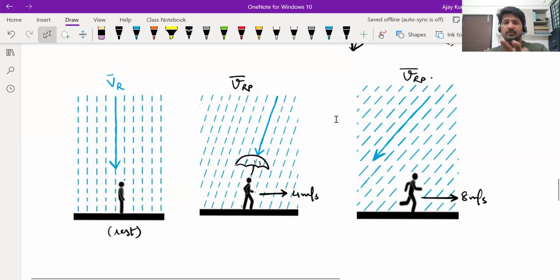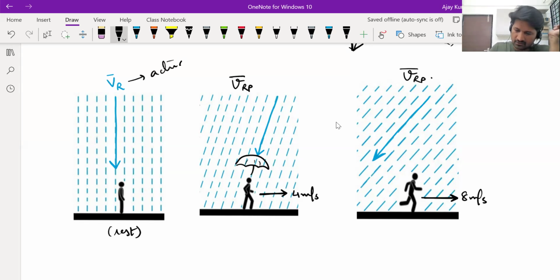But remember the basics. Visualization is very important, as I said. What was actually happening here? Raindrops were falling vertically downward. We took that as the actual velocity of rain. Now you all tell me from everyday experience, is it compulsory that raindrops always fall vertically downward? No, sir. If wind blows, raindrops can fall at an angle naturally.